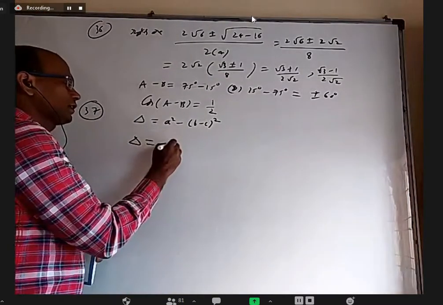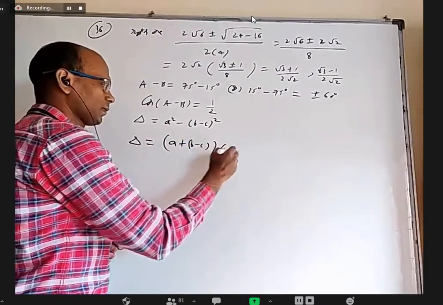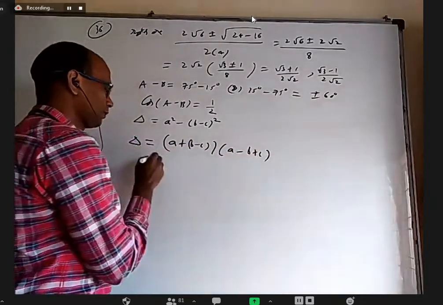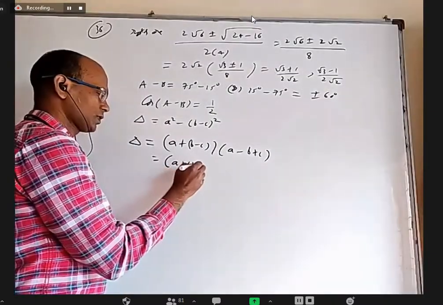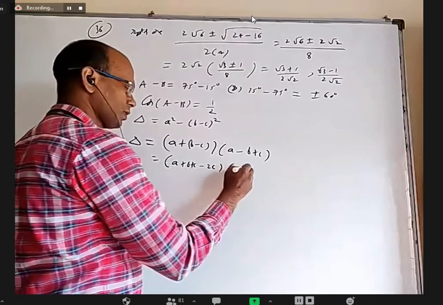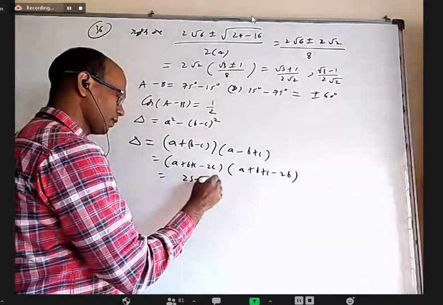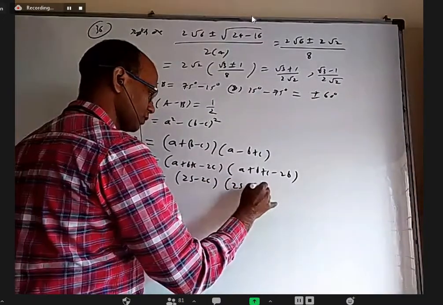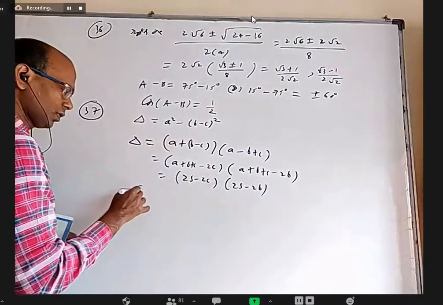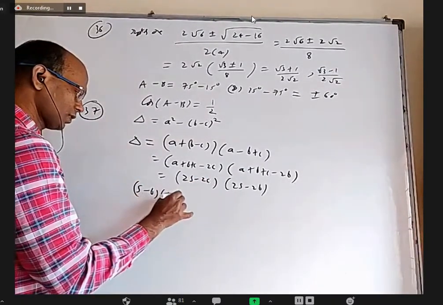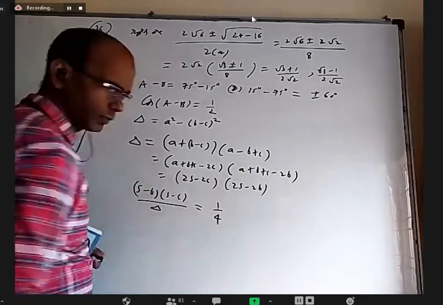This I can write x square minus y square as x plus y into x minus y: a plus b minus c into a minus b plus c. This we know, we can add c and subtract c. We get a plus b plus c minus 2c. This is a plus b plus c minus 2b. This is 2s minus 2c. This is 2s minus 2b. When you bring delta here and 4 down, you'll get (s minus b) into (s minus c) by delta is equal to 1 by 4.